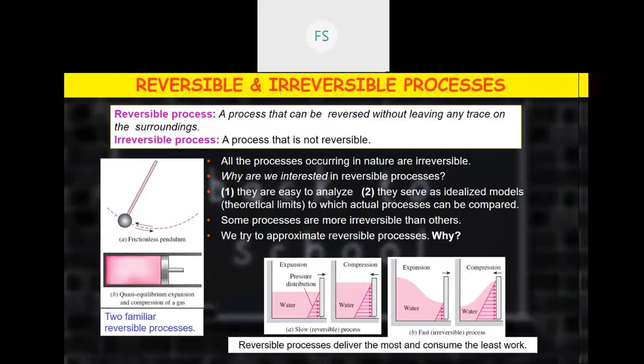Two familiar reversible processes are shown in this figure. The first one is a frictionless pendulum, and the second is quasi-equilibrium expansion and compression of a gas. All the processes occurring in nature are irreversible. As I explained earlier in this topic, water flows from uphill to downhill.